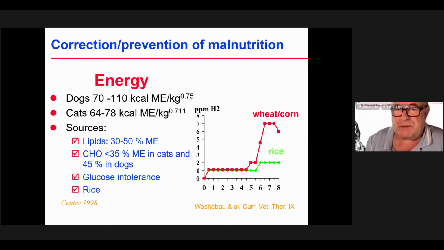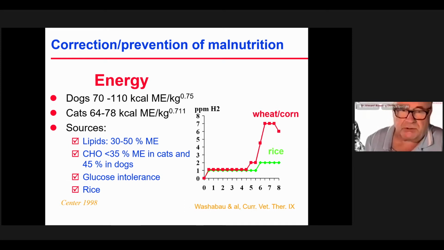The proteins that will be degraded first are the proteins involved in the immune system, and the proteins of the GI tract. And that's not good, because when you're losing protein in the GI tract, when you have atrophy, the gut barrier is not working properly anymore, and so bugs and toxins can cross that barrier more easily.